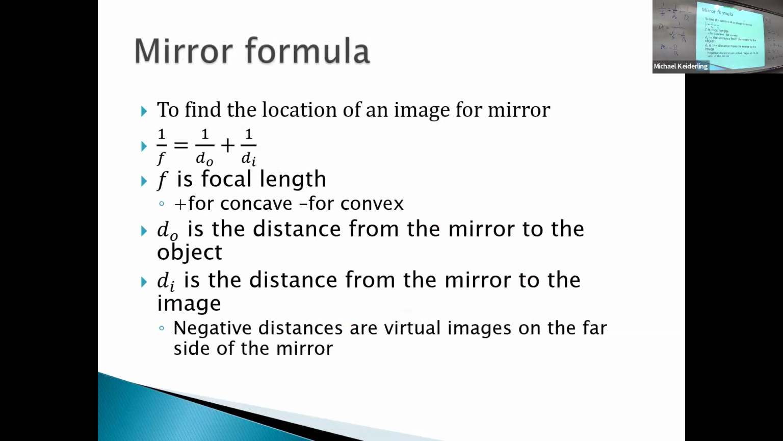So to find the location of an image for a mirror, 1 over the focal length, which is positive for concave and negative for convex, equals 1 over the object distance plus 1 over the image distance. So DO is the distance from the mirror to the object, DI is the distance from the mirror to the image. DO will be positive, DI is positive if the image is real, and negative if the image is virtual.